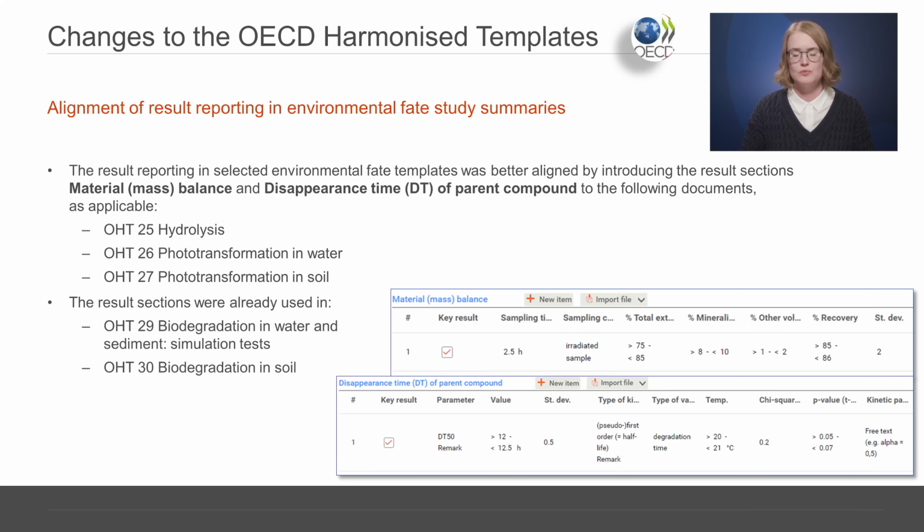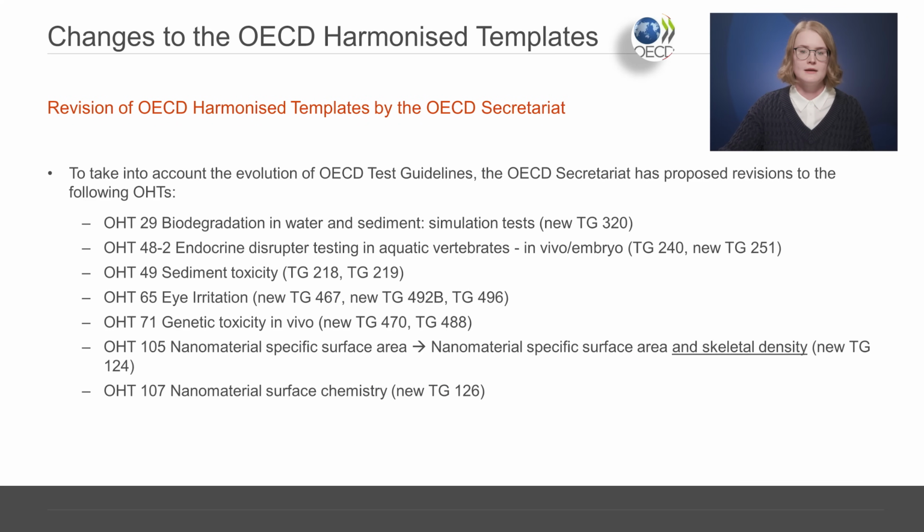Small aligning changes were also made to the 2 biodegradation OHDs, mainly in the form of minor data type changes. Then there were also changes to a number of OHDs as proposed by the OECD Secretariat to take into account the evolution of the OECD test guidelines. And so changes to cover new or updated test guidelines are now implemented as part of this major Euclid release to the following OHDs.